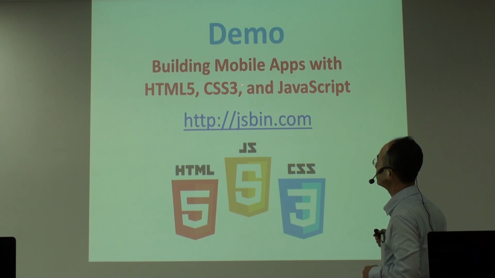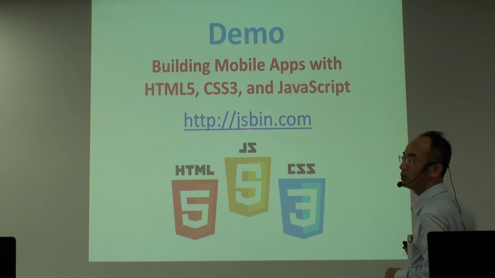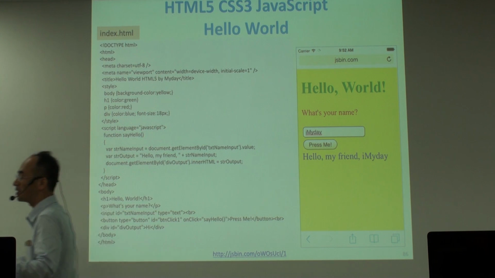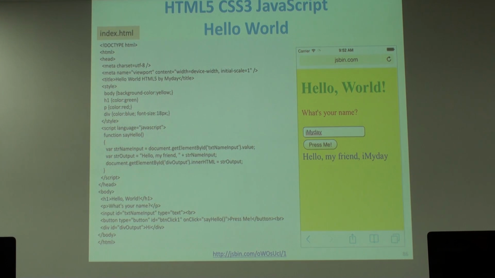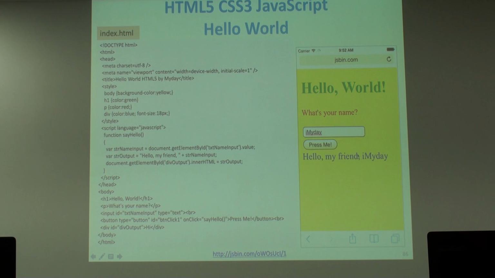So let's have a live demo building mobile apps with HTML5, CSS, and JavaScript using jsbin.com. Please go to your hello world. The final result will be like this. For example, this is a yellow background, right? You have the background, input your name, and press the button. It will display a hello, my friend, with your input, right?